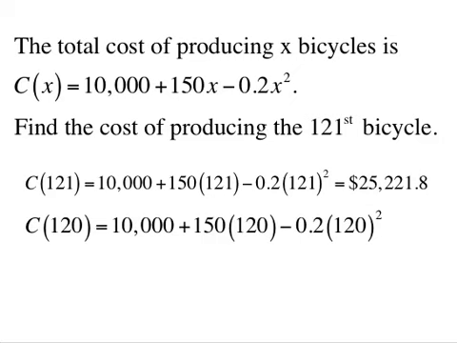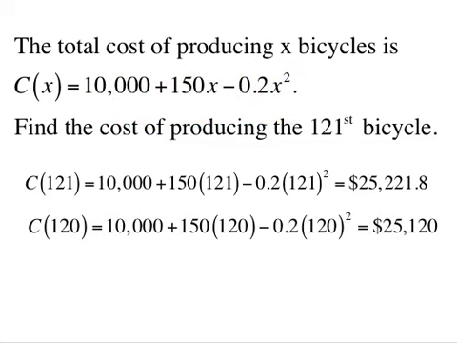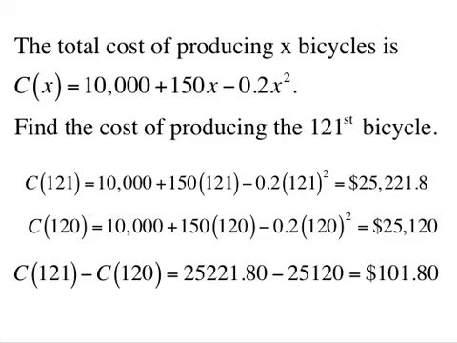We have to do the same thing for 120, plugging in 120 for x: 10,000 plus 150 times 120 minus 0.2 times 120 squared, and that is 25,120. So the difference of these two would be the cost of producing the 121st. The total cost of 121 is here, the total cost of 120. The additional cost to produce the 121st bicycle would be 25,221.8 minus 25,120. That answer is $101.80. That is the exact cost of producing the 121st bicycle.